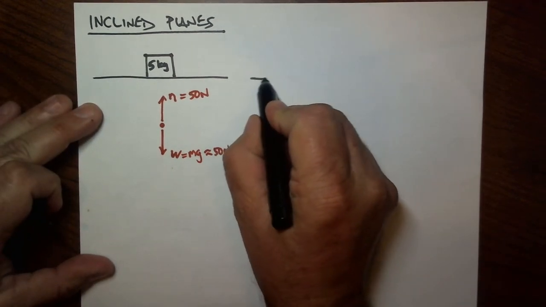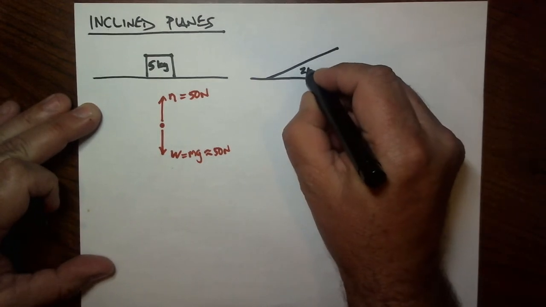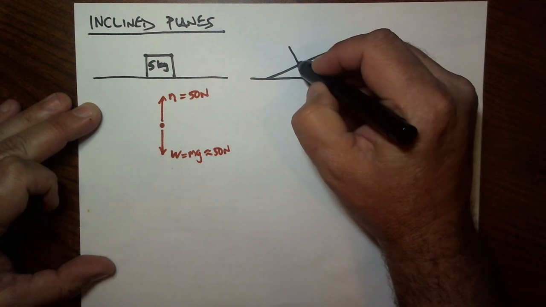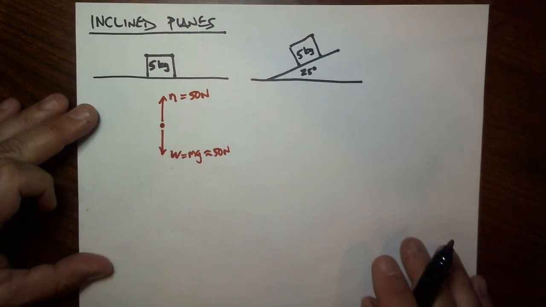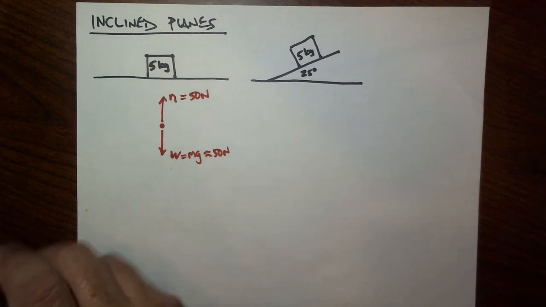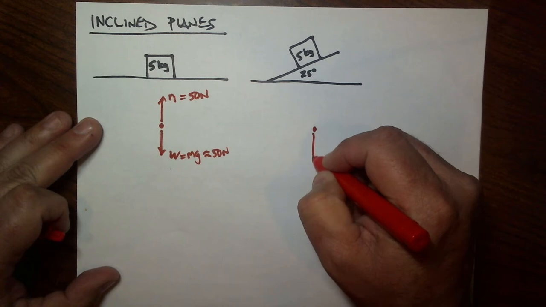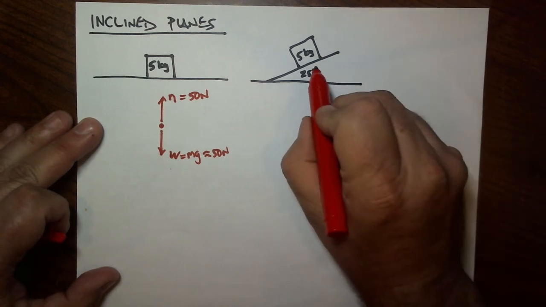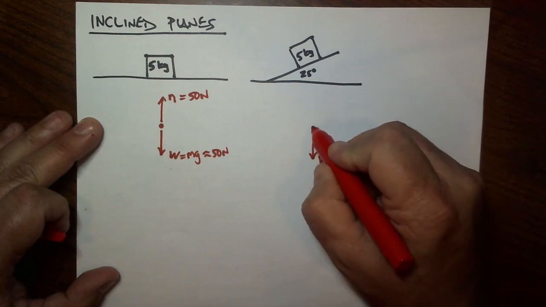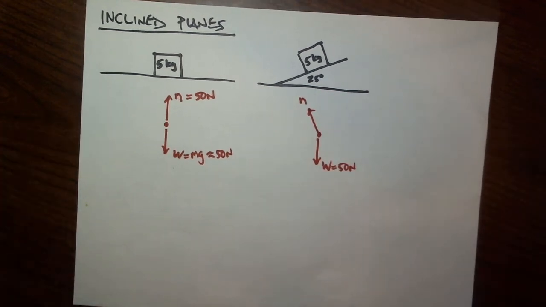So here's the original plane, and now we tilt it about 25 degrees or so, just to be concrete. 5 kilogram box. Now a free body diagram for this guy looks a little different. The dot for the box is the same and the weight is the same, but the normal force is now perpendicular, not straight up this way, but perpendicular to the plane. So we're going to need to componentize.